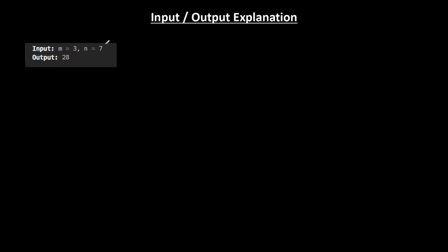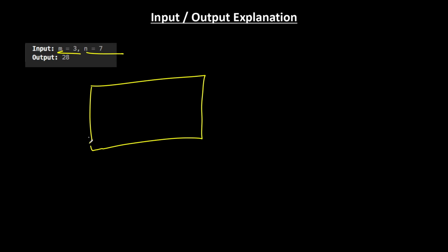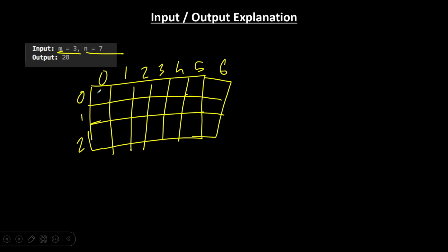Now let's understand the input output explanation. Since here m and n are given as 7, if this is the grid given to you and you're starting from here, the output is 28. That means there are 28 ways to reach here. We'll try to figure out some of the ways, because figuring out all 28 ways will take a lot of time. So one way could be this.